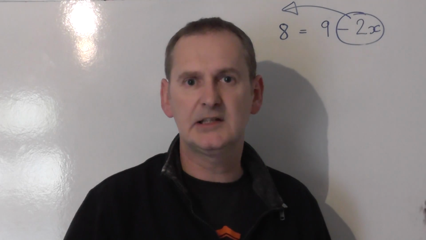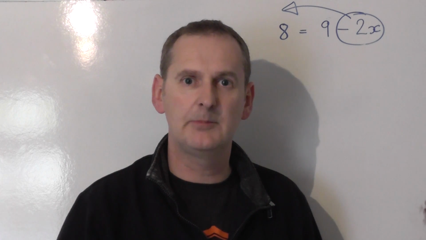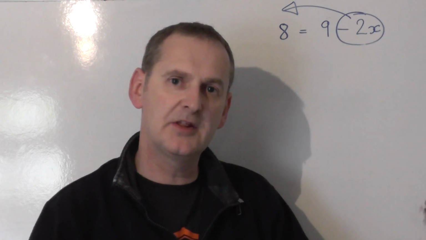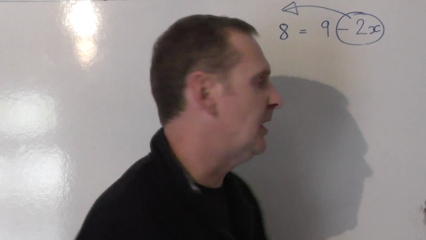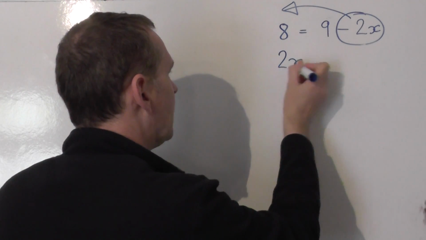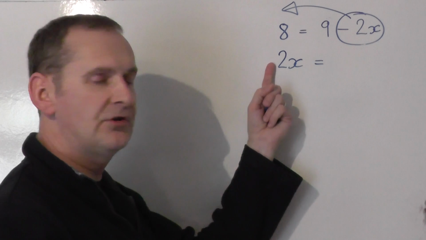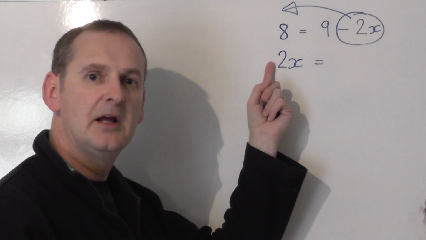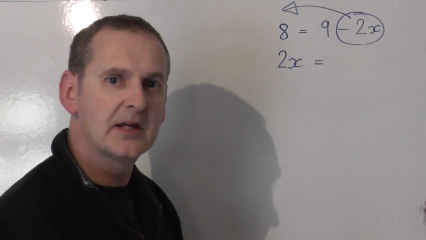Okay, so I'm not going to collect them on the right, even though that's where they start, because they're minuses. If I take them to the other side, they will become plus 2x. So on the left hand side, I get plus 2x. I can drop the plus if it's the first thing I write down, so just write 2x.